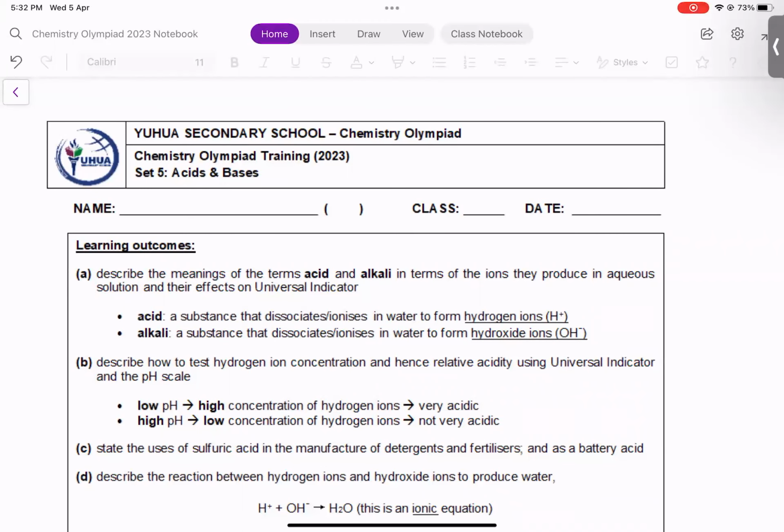Okay, good afternoon, everyone. So today, right now, we will be starting on acids and bases. All right, so please ensure that you have this set of notes in front of you.